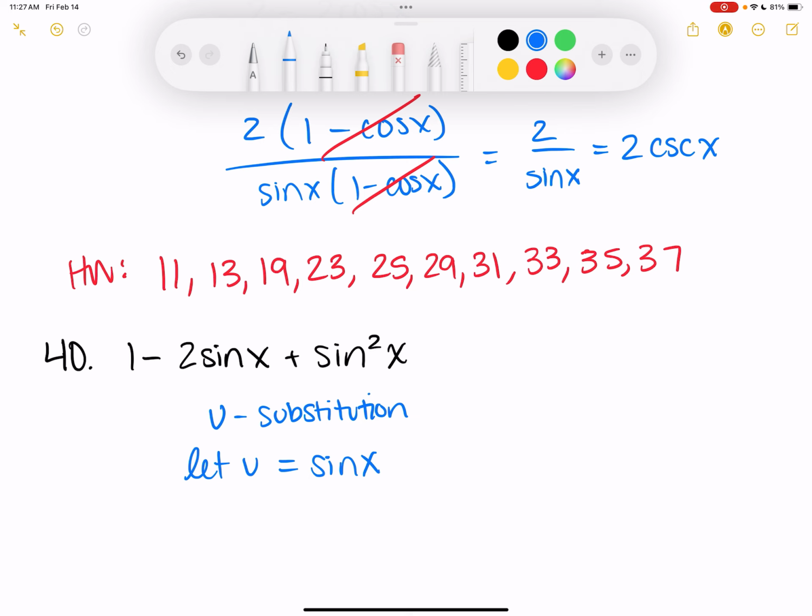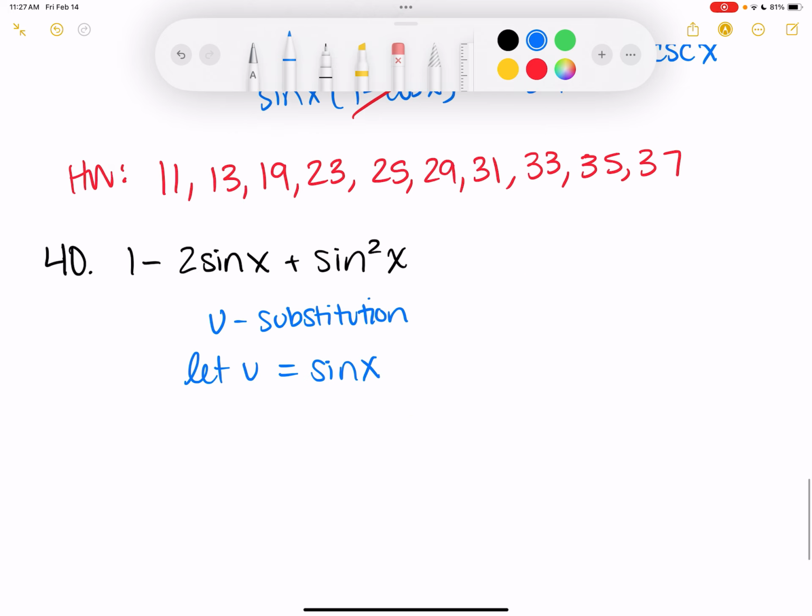So that means that anywhere I have a sine of x, I'm going to replace it with u. So sine squared is going to be u squared, and so on and so forth. So I have 1 minus 2u plus u squared. Now, for most people, they prefer to factor when it's in standard form. So we could rewrite this as u squared minus 2u plus 1.